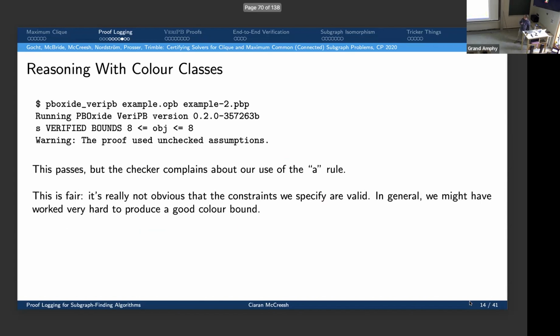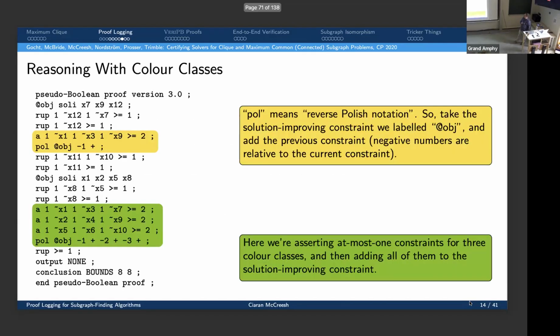We can take these, we can put them into the proof, and VeriPB is now happy. It says verified bounds. Warning, the proof used unchecked assumptions. And this is fair. In particular, coloring in general is NP hard, so we shouldn't expect VeriPB to do it. We might have put a lot of effort into getting a really, really good coloring, so we should not expect the proof checker to understand how we got this coloring.